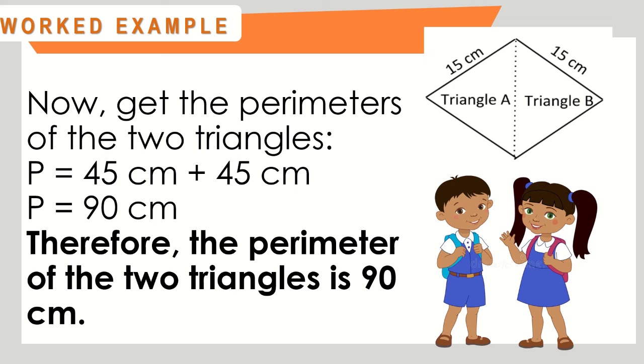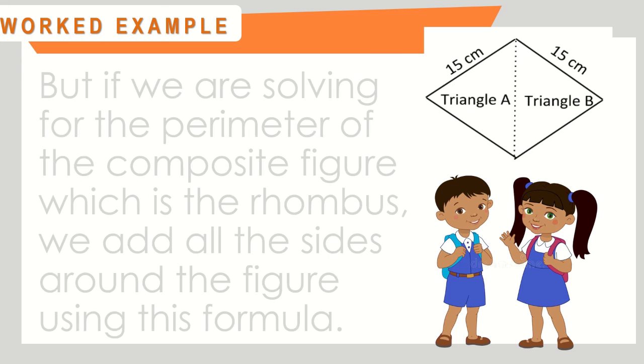Now, get the perimeters of the two triangles. P is equal to 45 cm plus 45 cm. P is equal to 90 cm. Therefore, the perimeter of the two triangles is 90 cm.